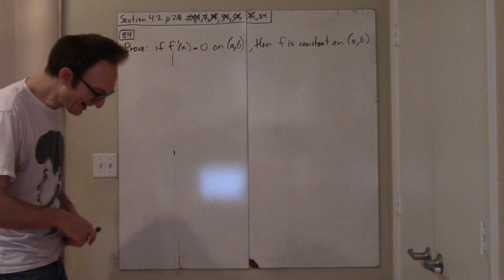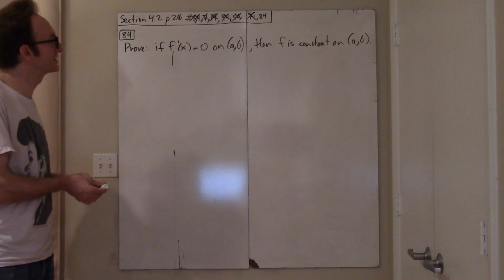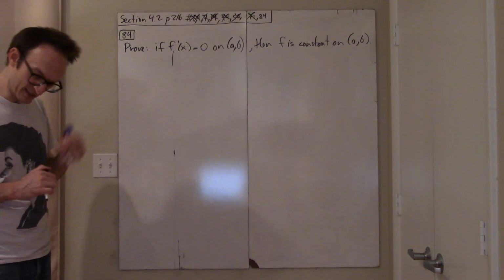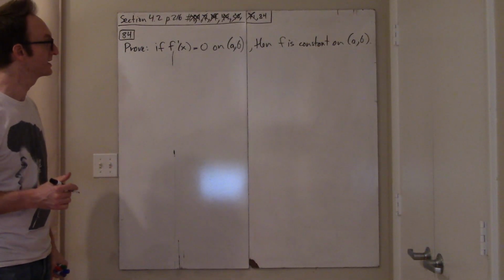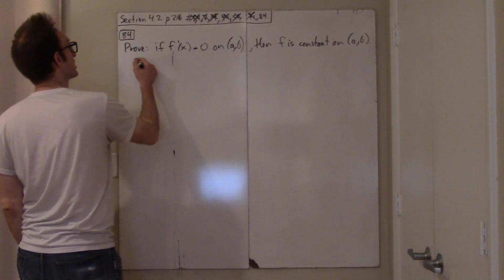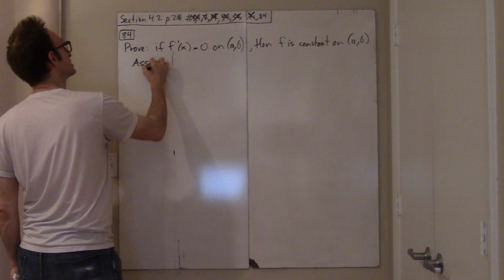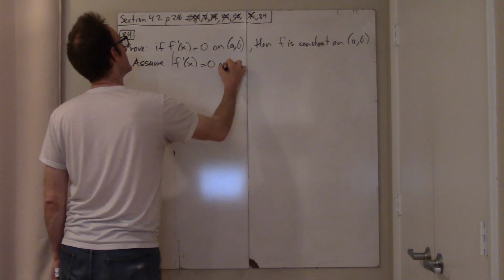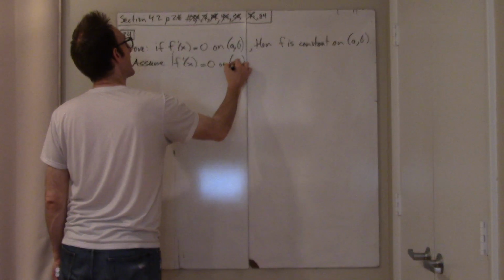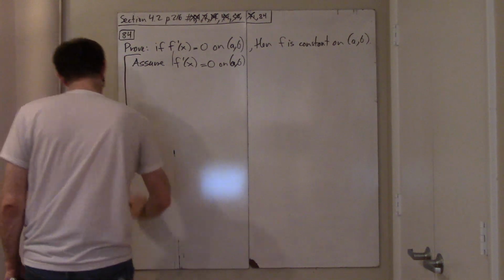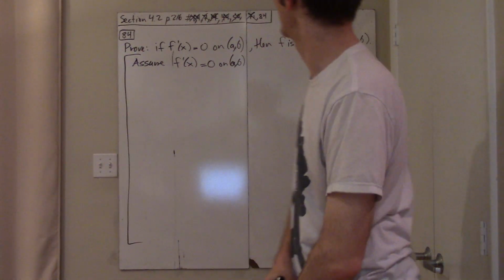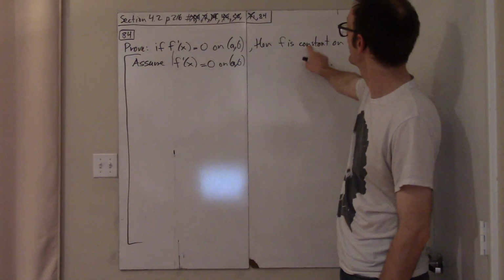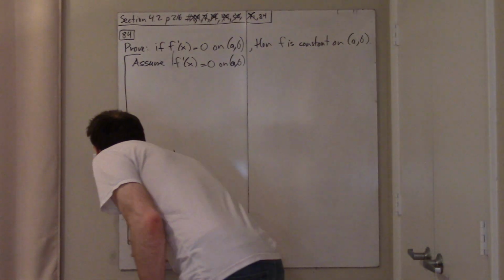Okay, well, how are we going to do this? I think the simplest way to do this is, first of all, it's a conditional. So to prove any conditional, we should assume that the derivative is 0 on the interval a, b. And from this assumption that the derivative is 0, we need to derive the conclusion, which is that f is constant.